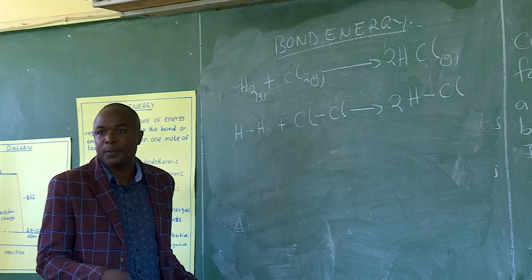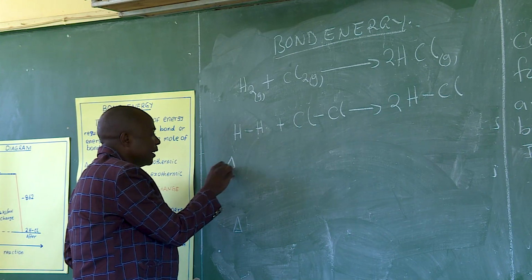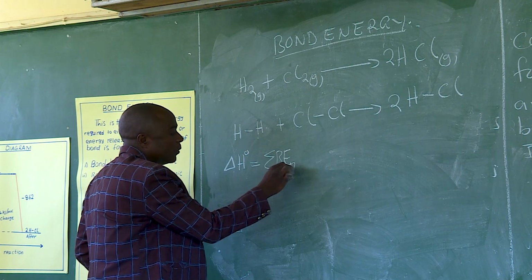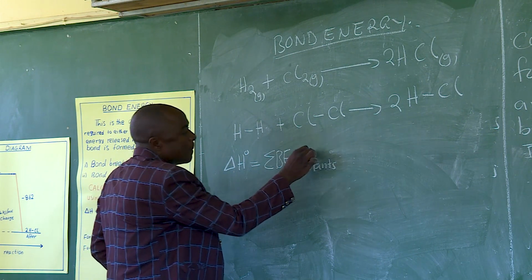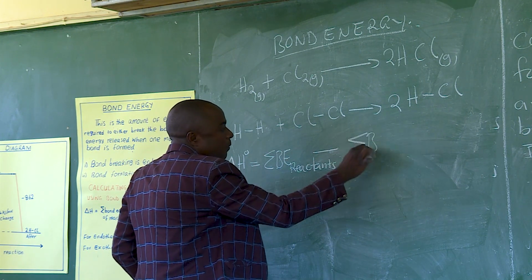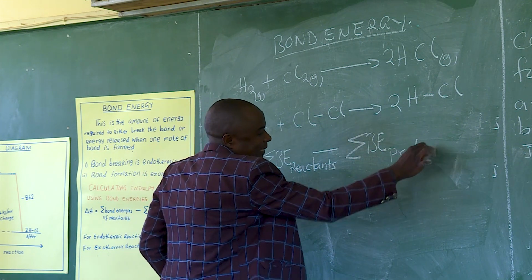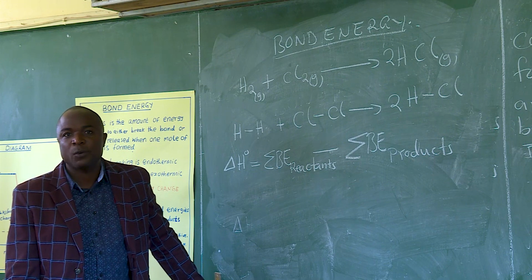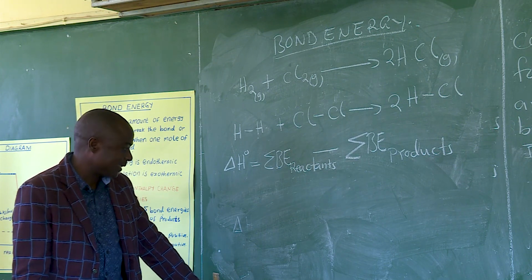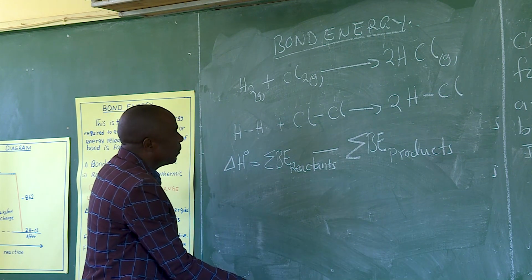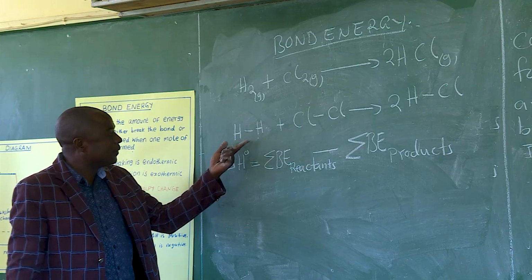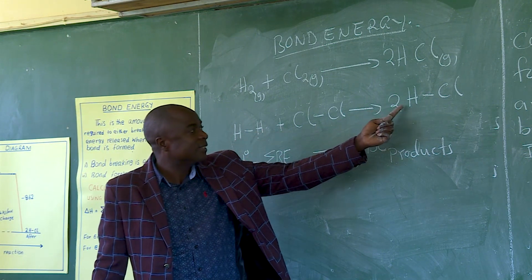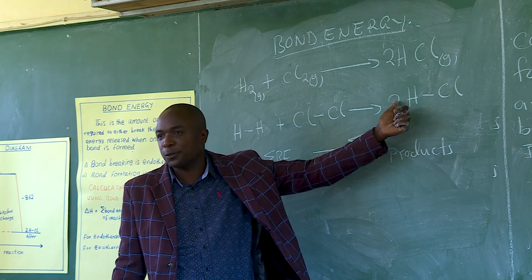After we have brought it to this stage, the next thing we have to do is bring down the formula. Our formula is delta H of formation is equal to the sum of bond energy of reactants minus the sum of bond energy of products. This is the formula that we are going to use. Now, what are the bonds that we have here? We have the hydrogen to hydrogen bond and the chlorine to chlorine bond, giving us the hydrogen to chlorine bond. These are the 2 bonds that we have.